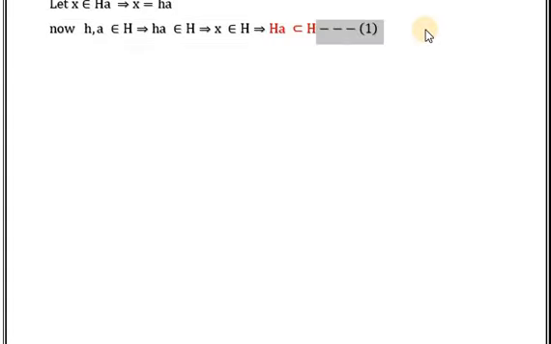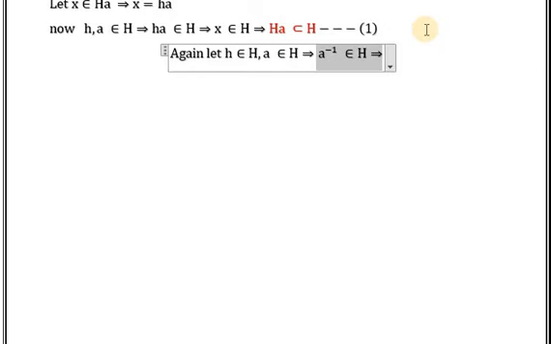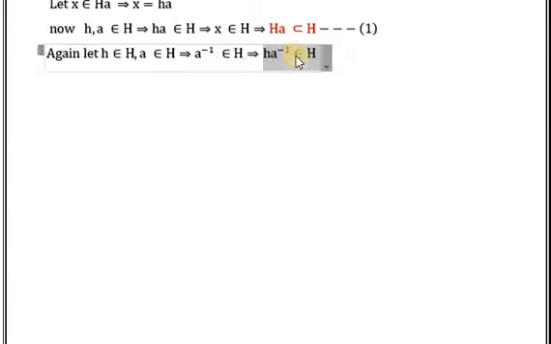Let us treat this as equation 1. Again let H belong to H, comma A belongs to H, which implies A inverse belongs to H. If A is an element of H, then definitely its inverse must exist because H is a subgroup. So A inverse belongs to H. This implies HA inverse belongs to H. When HA inverse belongs to H, this further implies H is equal to HA inverse into A.